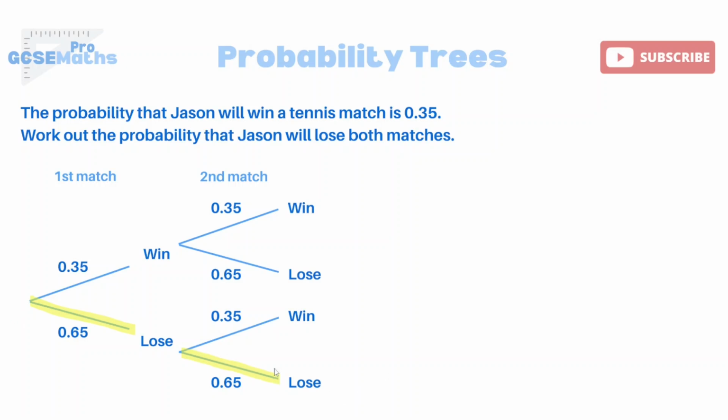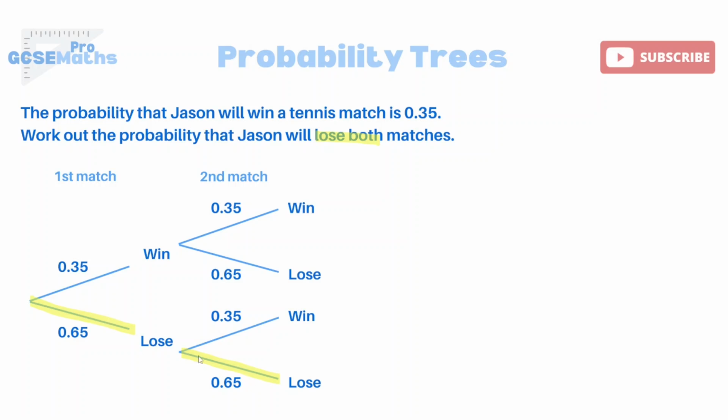Now, sometimes you might only have one option, so you can see this yellow option, lose and lose. Sometimes you might have 3 or 2 or just multiple options. You can highlight those in different colours. In this case, we just have one option. If I follow any other branch, it won't give me lose both matches, will it?